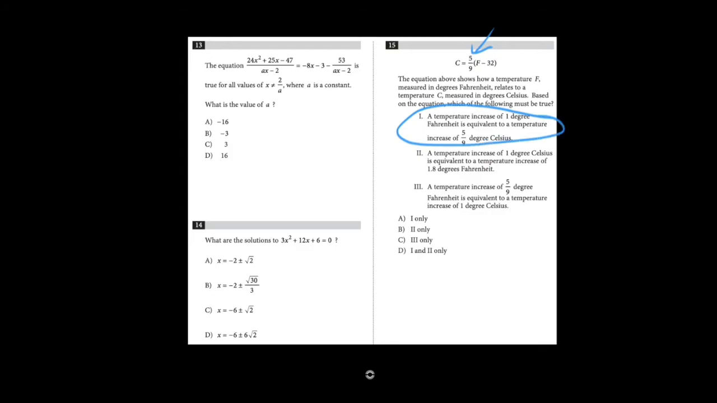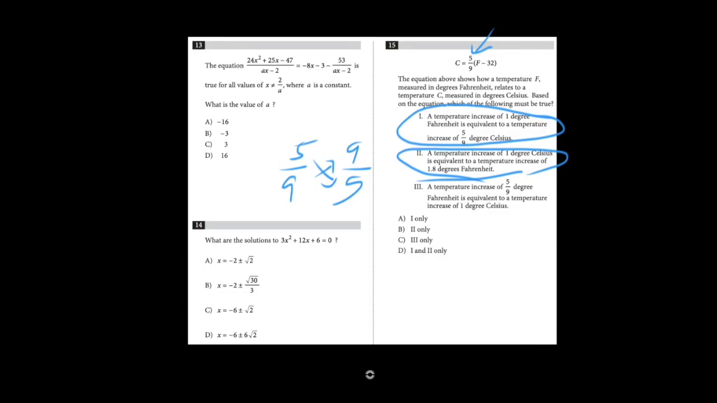Next question, it kind of flips it. A temperature increase of 1 degree Celsius is equivalent to a temperature increase of 1.8 degrees Fahrenheit. So essentially we just have to flip 5 over 9. That would become 9 over 5, which is equal to 1.8. So we see that this is also true because we flip both the Celsius and Fahrenheit, and we're flipping 5 over 9 to 9 over 5.